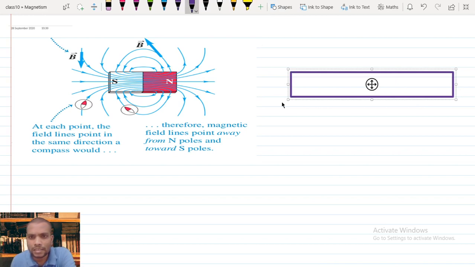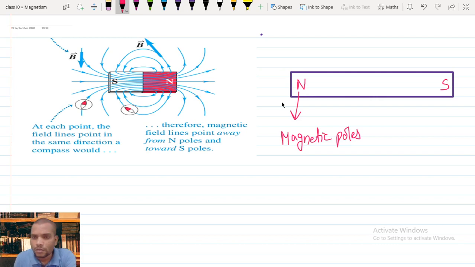Suppose we take a bar magnet. A bar magnet always comes with two poles, the north pole and the south pole. These two are known as magnetic poles. It is a dipole, because magnets do not exist as monopoles. It always comes together, north pole and south pole.